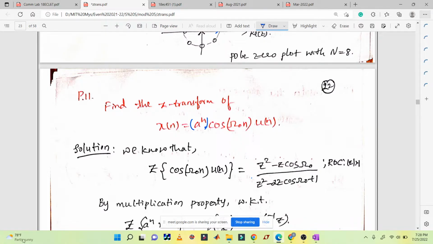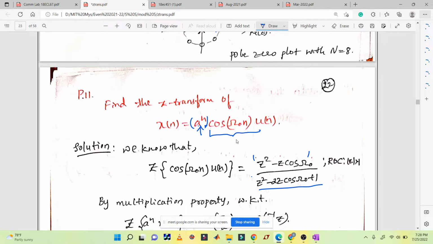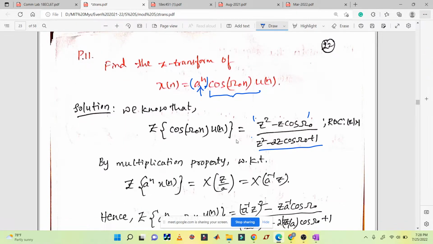How many of you have solved this problem, cos omega naught n? I had given this as homework, right? So if you have solved this problem, then you would have got this as the answer. Okay, we have solved it halfway and I left it for you to complete. Correct? So this is cos omega naught n u of n, we have already solved. If this is multiplied by an exponential, what is the answer? It is based on the properties. The property is the multiplication property, multiplication by an exponential.